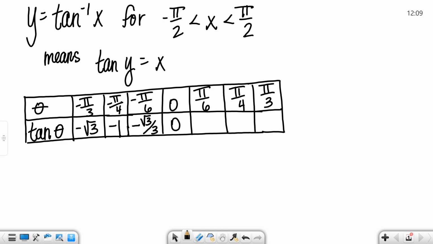At 0, I get 0. At pi over 6, positive square root of 3 over 3. Pi over 4, 1. And pi over 3, square root of 3.